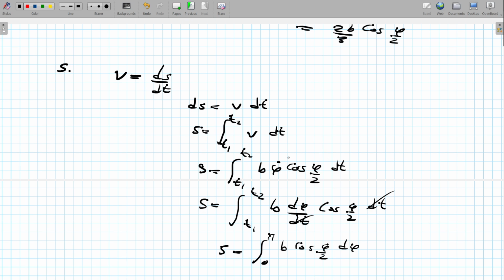Then we put the expression for v. We remember that phi point here is actually d phi divided by dt. So this dt and this dt simplify. Because the dt has disappeared, and we have a d phi here, it means now the integral, we're supposed to integrate between the bounds of what?